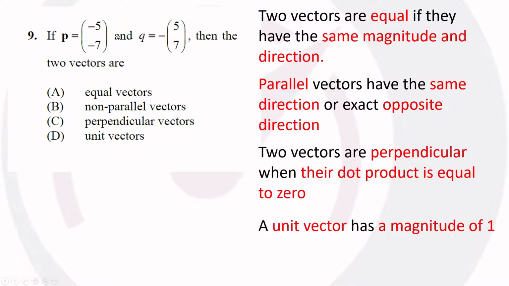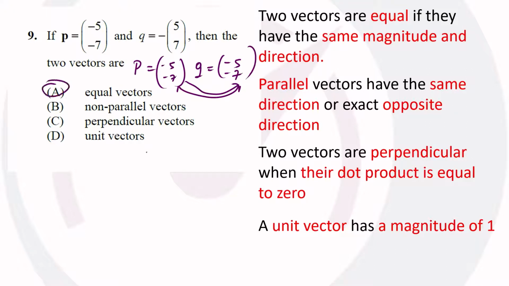1. Now let's distribute this negative, or negative 1, same thing. If I distribute the negative in the brackets, I have P is equal to negative 5, negative 7. If I distribute this negative here, I have Q is equal to negative 5 and negative 7. And what do you know? We have two vectors that have the same exact thing. Therefore, if we were to find the magnitude and direction, they would have the same magnitude and direction. So hence, easy to see. A, they are equal vectors.